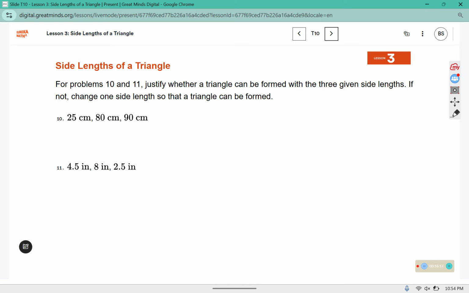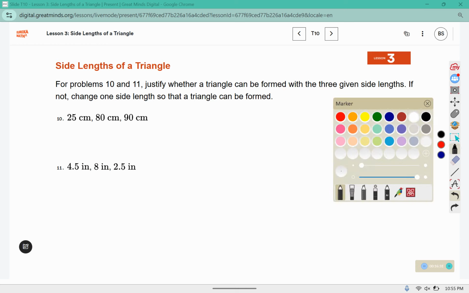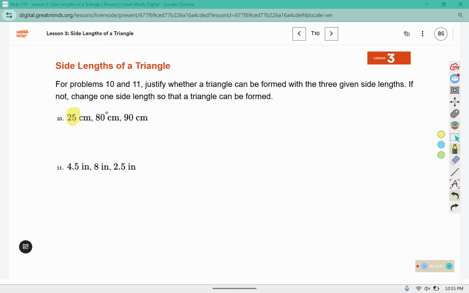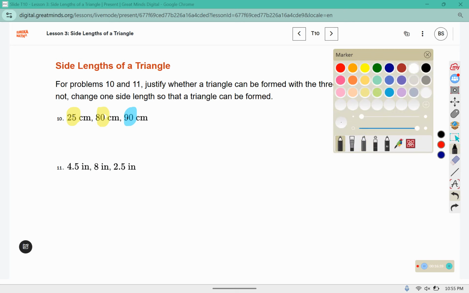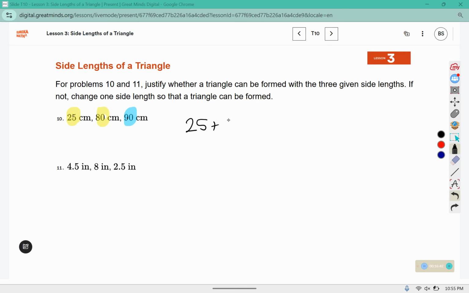For problems 10 and 11, justify whether a triangle can be formed with the 3 given side lengths. If not, change one side length so that a triangle can be formed. We are going to add the two shortest sides and see if they are bigger than the longest side. Is 25 plus 80 greater than 90? Well, that would be 105, and 105 is greater than 90, so yes, a triangle can be formed.